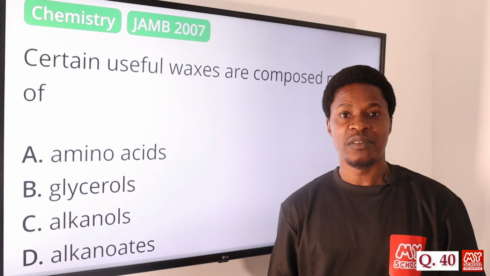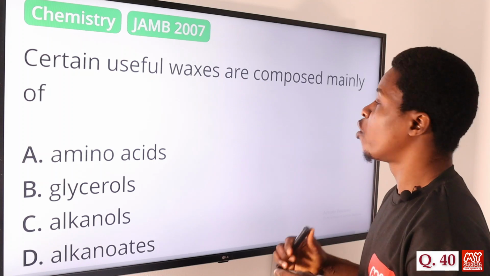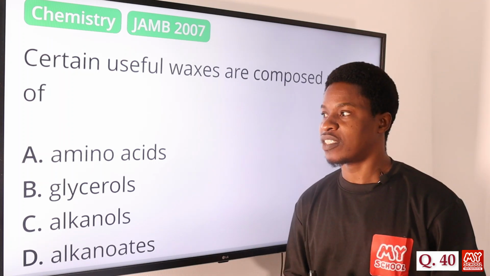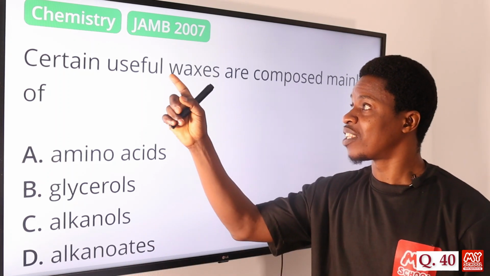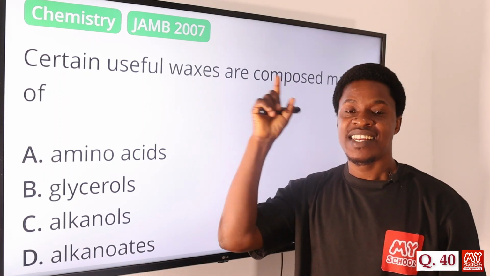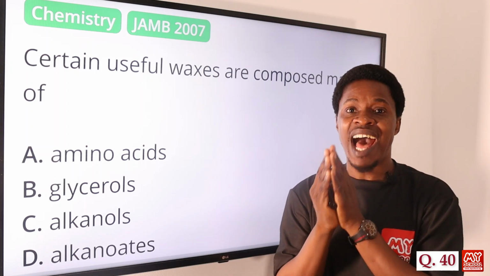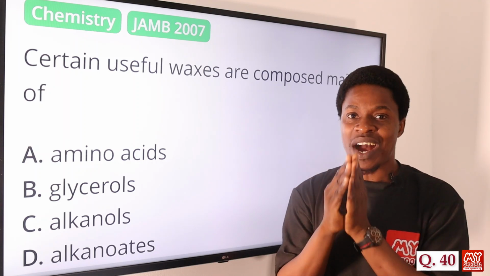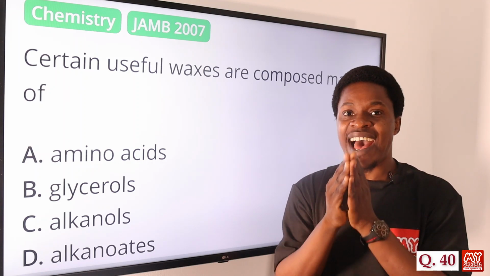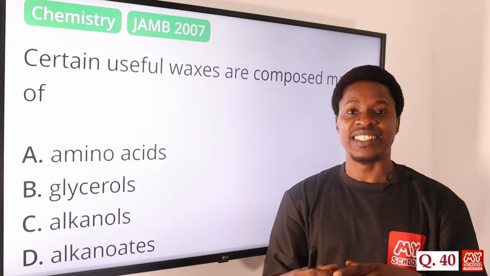Now let's move on to question number 40. Certain useful waxes are composed mainly of what? The amino acids, glycerols, alkanols, alkanoids. First of all, we must understand what waxes are. Now, waxes are esters of long chain alcohol and fatty acids. Waxes, I'll say that again. Waxes are esters of long chain alcohol and fatty acids.